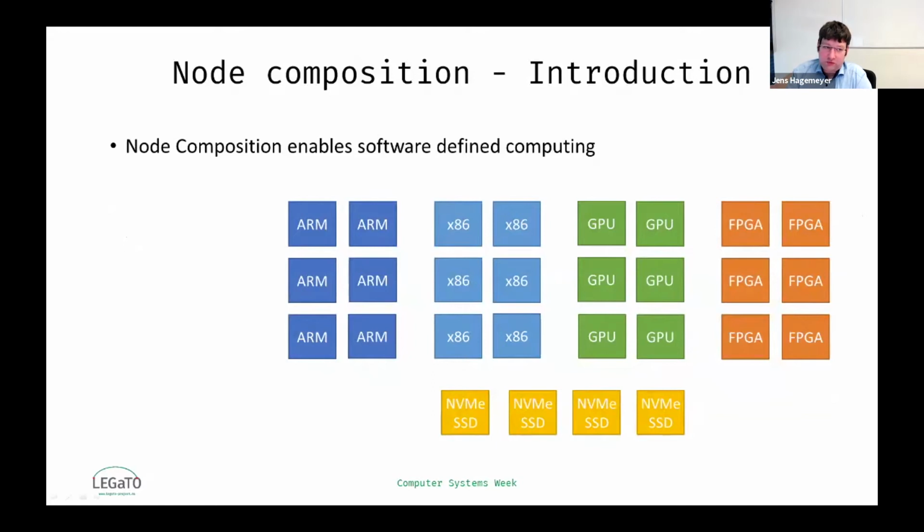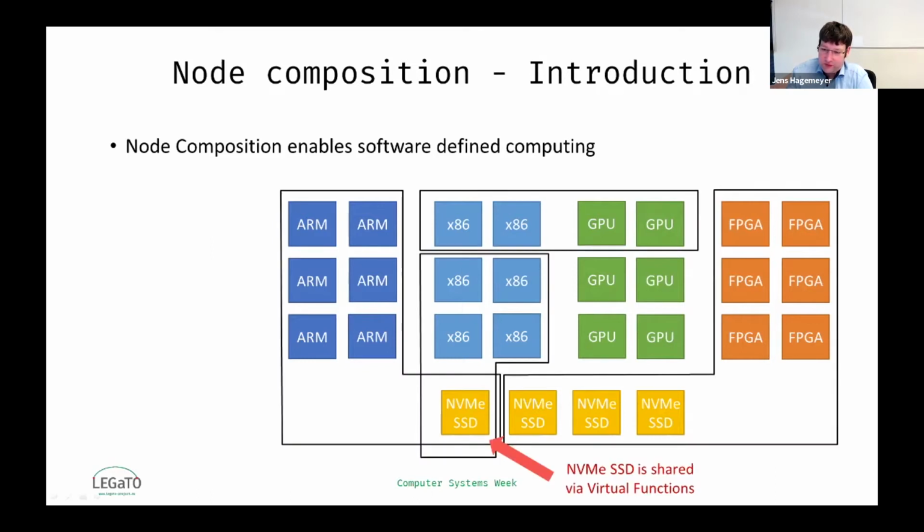A quite unique feature for the LEGaTO microserver architecture, or let's say the overall RECS architecture, is a feature that is called node composition. The basic idea there is that you have your different compute nodes. Here you can see a couple of ARM, x86, GPUs or FPGAs at a quite abstract level, which are then interconnected with different peripherals. For example, here it's an NVMe-based SSD, and you can then, even at runtime, though most of the time this is done statically, combine these things together so that you really have a kind of software-defined computing.